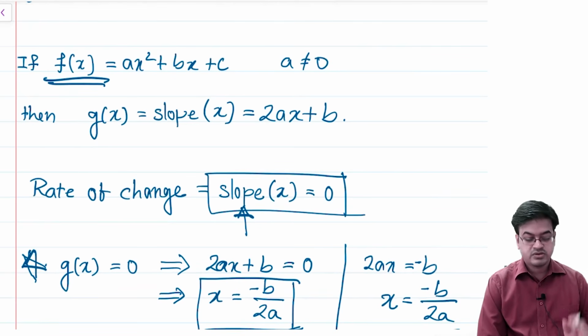That's all about the slope of a quadratic function. Thank you.